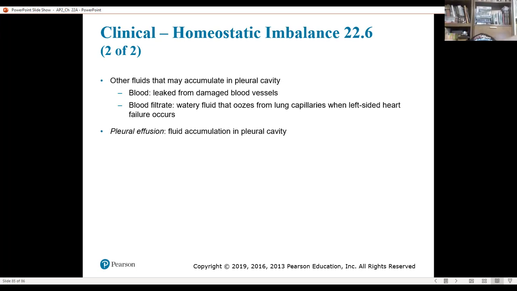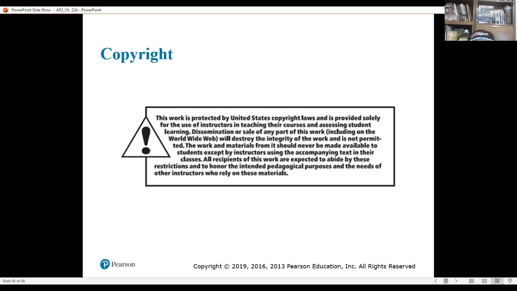All right, other fluids that could accumulate in the pleural cavity. You could have blood that leaks from damaged blood vessels. You could have watery blood filtrate that comes from lung capillaries during leaks. You could have filtrate that leaks from the lung capillaries when left-sided heart failure occurs. All right, great. Pleural effusion is fluid accumulating in the pleural cavity.